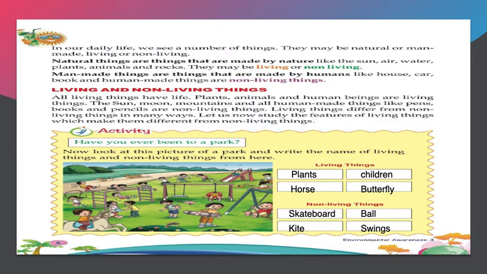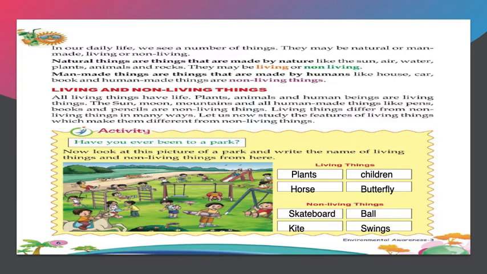Living and non-living things. All living things have life. Plants, animals and human beings are living things. The sun, moon, mountains and all human-made things like pens, books and pencils are non-living things. Living things differ from non-living things in many ways. Let us now study the features of living things which make them different from non-living things.